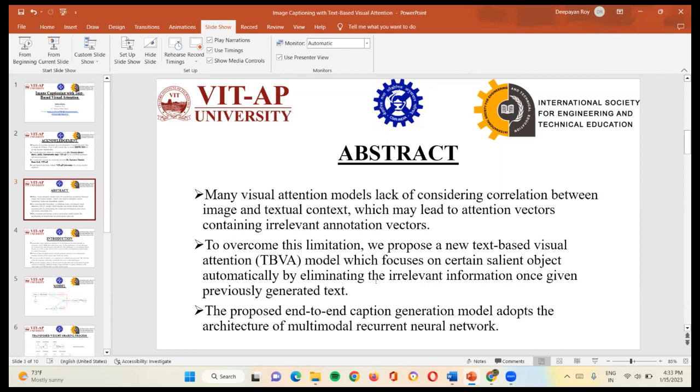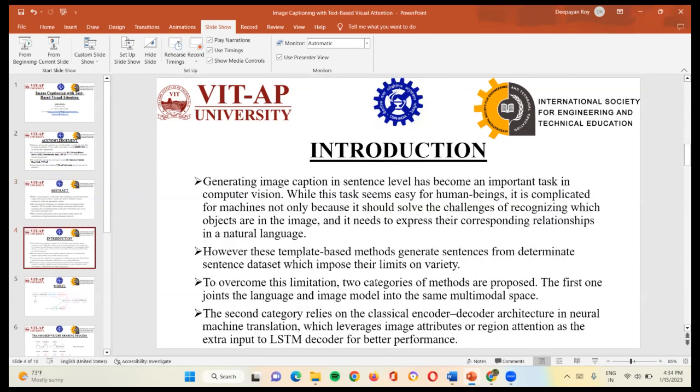To propose an end-to-end caption generation model, we adopt the architecture of a multimodal recurrent neural network. The multimodal recurrent neural network is designed generally for novel image captions, and the model consists of two subnetworks: a deep neural network for the sentences and a deep convolutional network for images, which interact with each other. So moving on to the introduction.